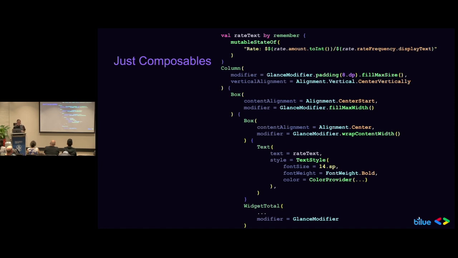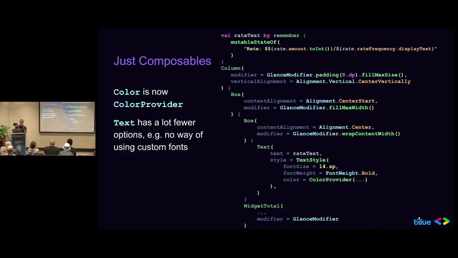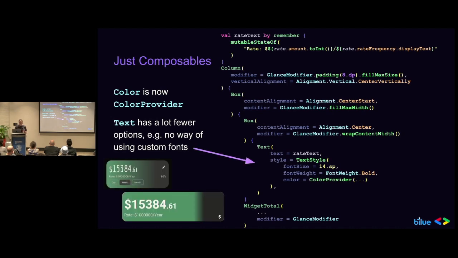Looking at some more parts of my UI, color is now ColorProvider, which again is a little tricky, so you have to do a little bit of fancy footwork to make that work. Simple things like text have a lot fewer options than there are in Jetpack Compose. And the arguments are named differently, which is a little bit annoying, so you just have to get used to using it. For example, there's no way of using custom fonts. Here is an example from my app. I had a nice little custom font, but in my actual widget, I had to use boring old Roboto. So there might be ways around this. I haven't yet found that. But it is kind of frustrating that you can't have it look exactly the same as your app.